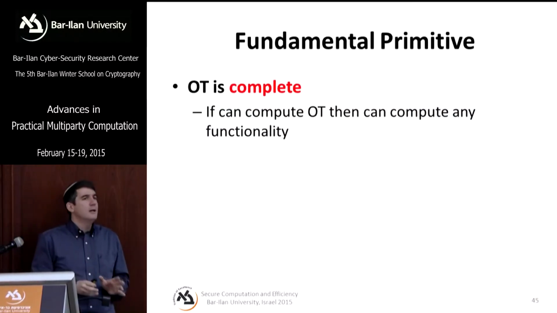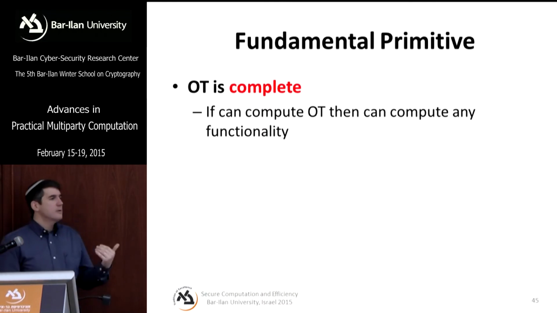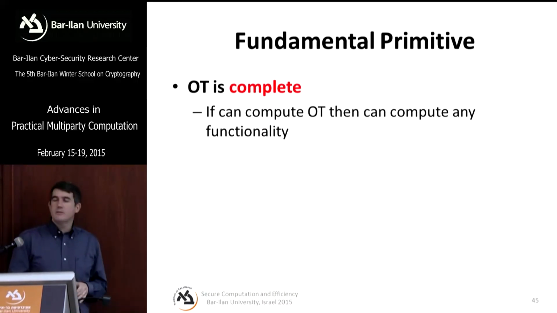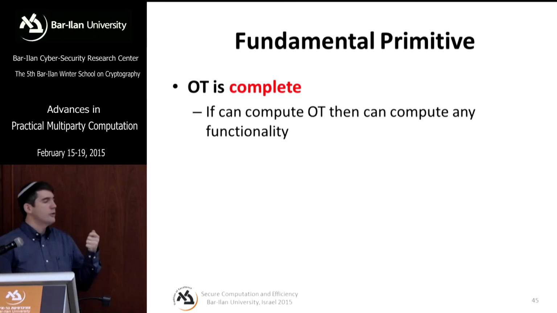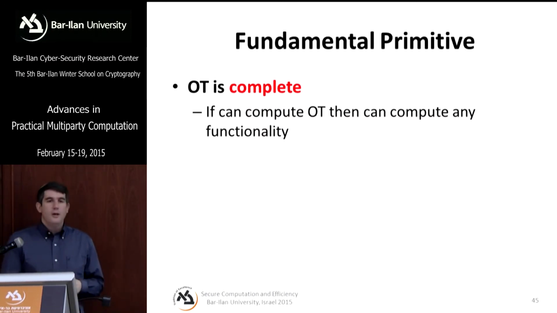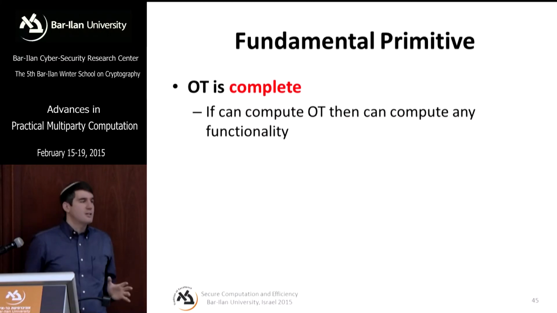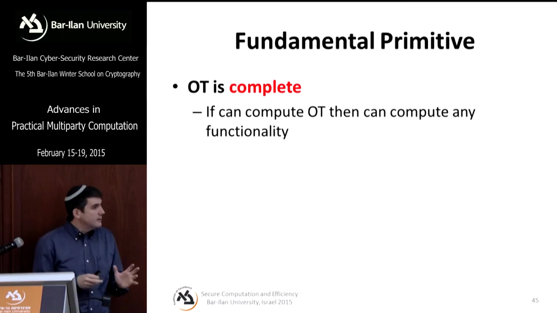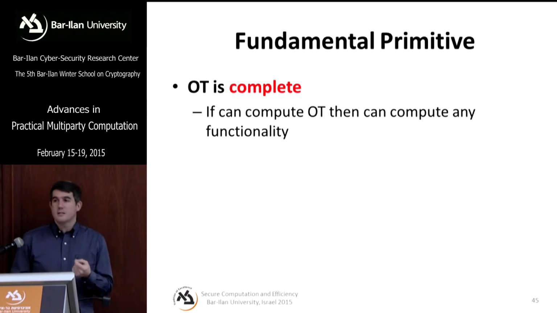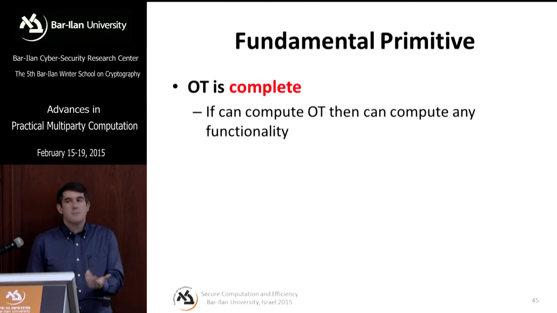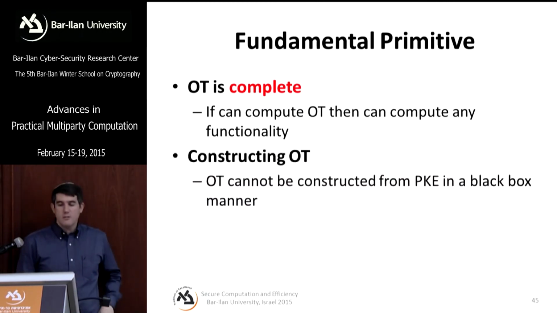Before going to how we compute this, I want to just mention that it's a fundamental primitive. It's complete. What does it mean by complete? Theoretically, this means that if you're able to securely compute oblivious transfer, you can actually use that to compute any functionality. Not efficiently, but in the sense of the cryptographic assumptions that you need. If you can do oblivious transfer, you can do absolutely everything.